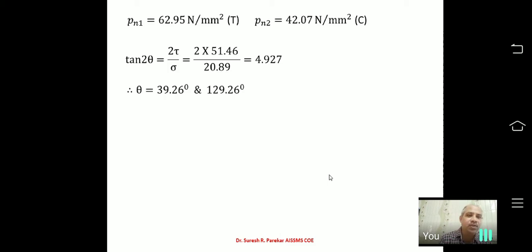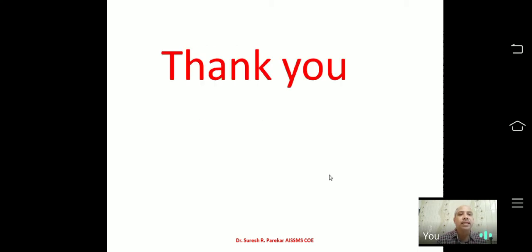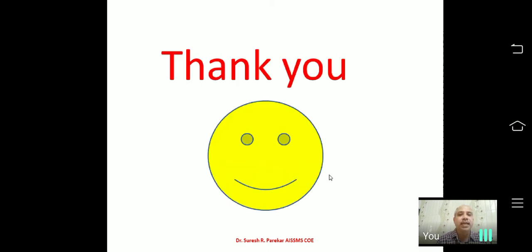Now shear stress is also asked. We know Pn1 and Pn2, and if I put the values of Pn1 and Pn2 in this equation, that will give me the value of tau max, which will be 52.51 Newton per mm square. So in this way we have covered problems related to combined stresses. We have covered today the first part of that.